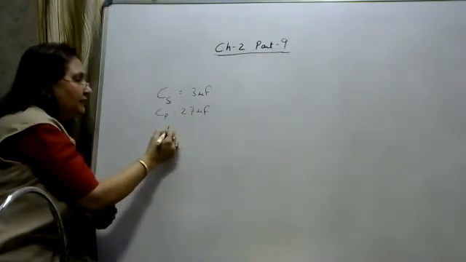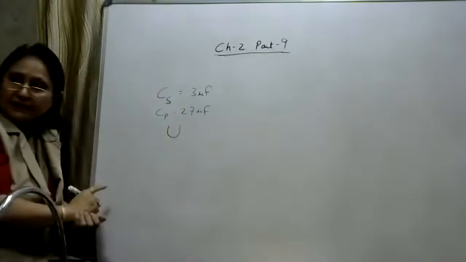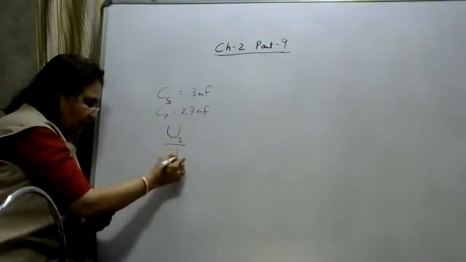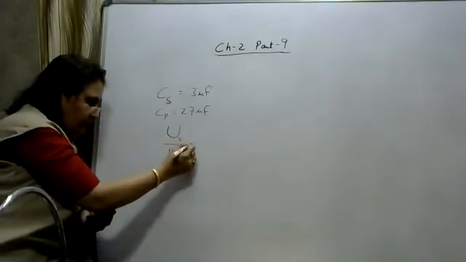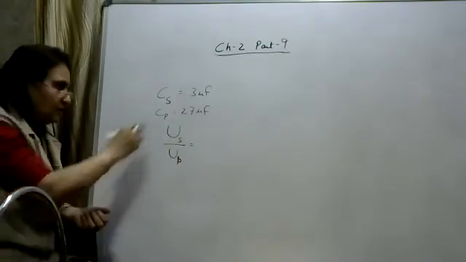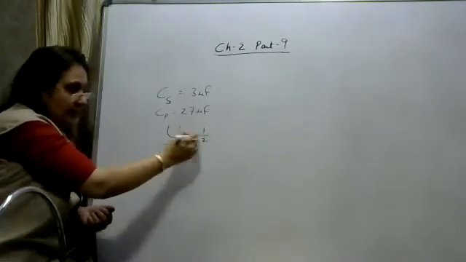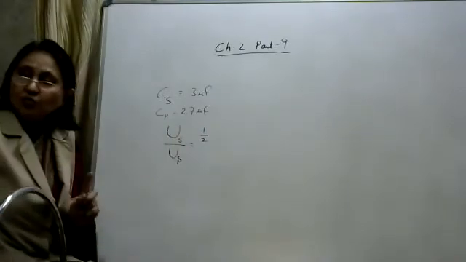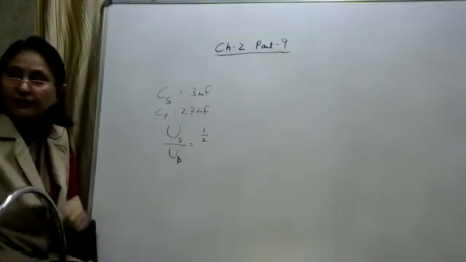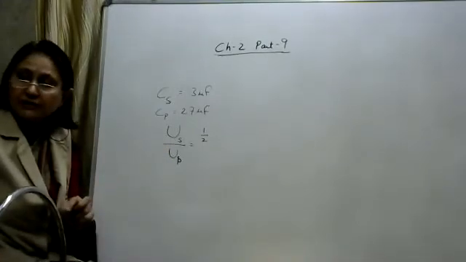Now here we have to find out the ratio of the energy stored when they are connected in series to the energy stored when they are connected in parallel. Okay, this ratio has to be determined. They are connected to the same source, that is, the voltage source is the same, V is the same. So here we'll write the expression of the energy stored in terms of voltage.